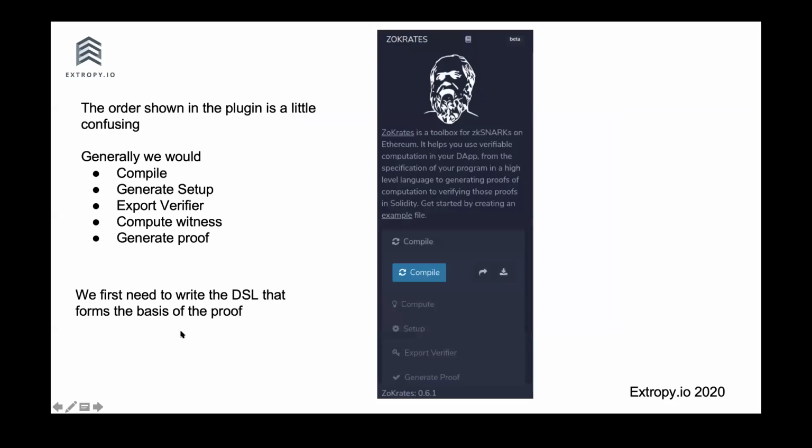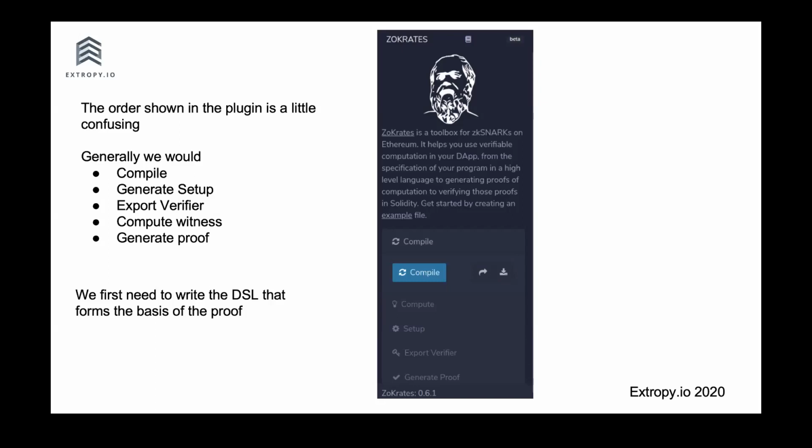And it brings up this on the left-hand side, which shows you the different steps you need to go through. It's a little confusing in the order they have them. I think it's better to think of them in a different order. It's also the case that it could be different people doing some of these pieces.